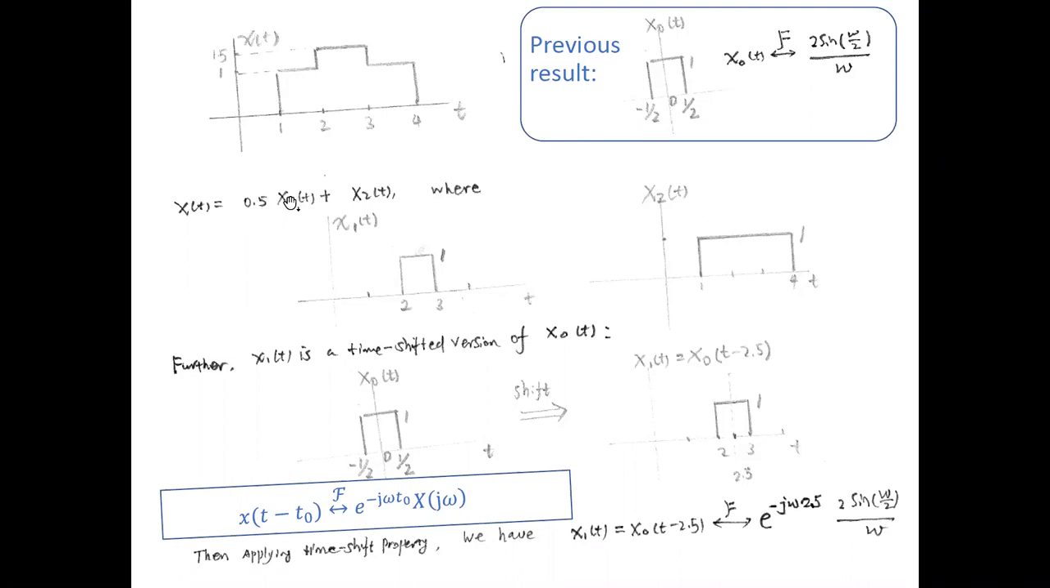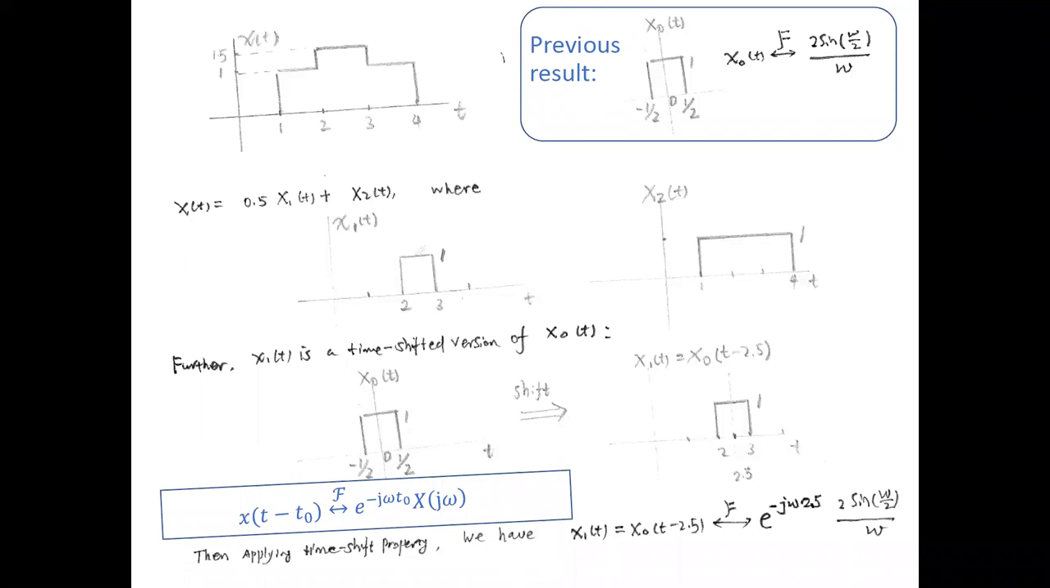But in this linear combination, notice that there is an additional coefficient 0.5 in front of x1, because as you can see, this base part is x2. But above this basement, the height of this additional platform from 2 to 3 is only 0.5. That's why we have this coefficient 0.5. Now the problem becomes calculating the Fourier transform for x1 and x2 individually.